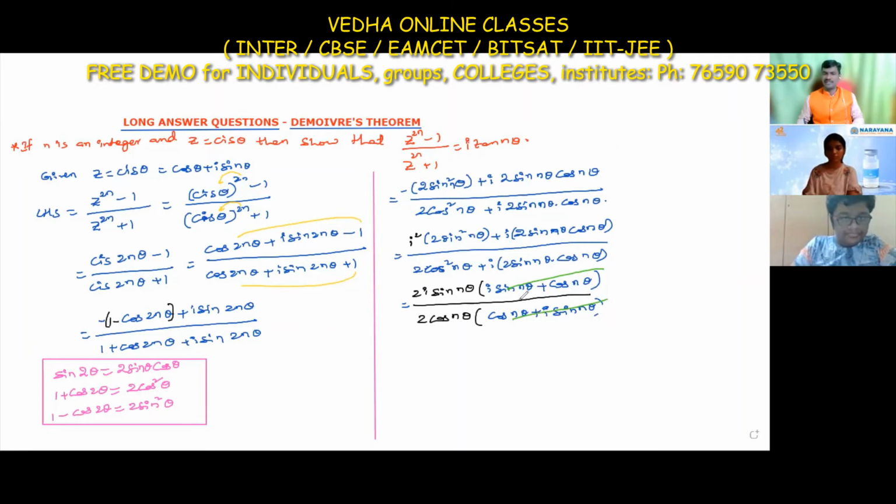These two are the same, so we can cancel, and the 2 also we can cancel. What is remaining? i as it is, and sin by cos is tan. So tan n theta. Is it the required RHS? Yes. So hence it is proved. Therefore, (z^(2n) minus 1) divided by (z^(2n) plus 1) is equal to i into tan n theta, which is the required answer.